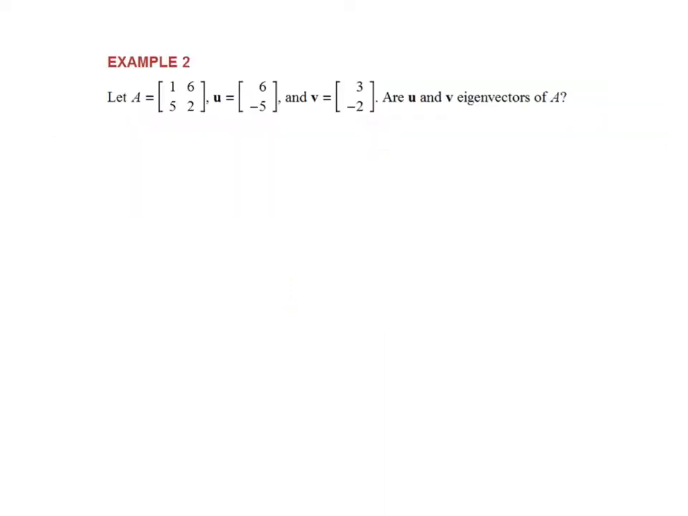All right, in example 2, we are given a matrix A and two vectors, and we have to find out if they're eigenvectors of A. Determining if something is an eigenvector is relatively straightforward: we take A and multiply it by U. Negative 6, negative 5. There we go. We take A, multiply it by U, and then we take A, multiply it by V. 1, 6, 5, 2, and 3, negative 2.